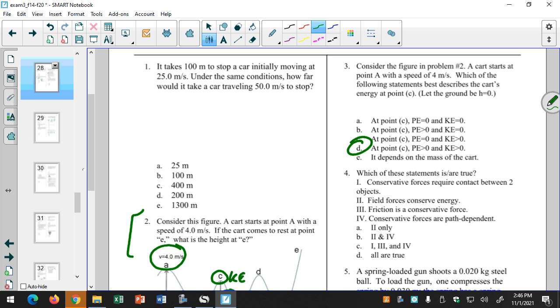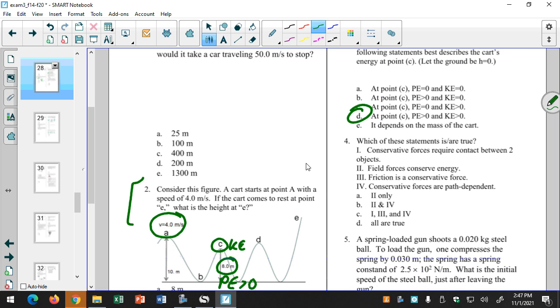PE and KE are both greater than 0. Conservative forces require contact. Field forces conserve energy. Ding, ding, ding. Yes. Friction is a conservative force. Conservative forces are path independent. I think we answered that question in class today.